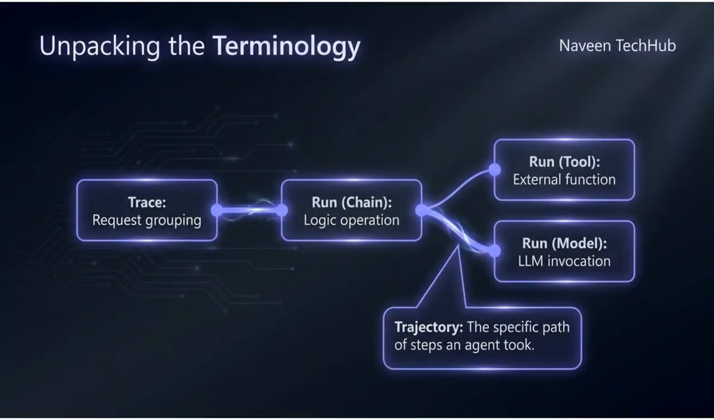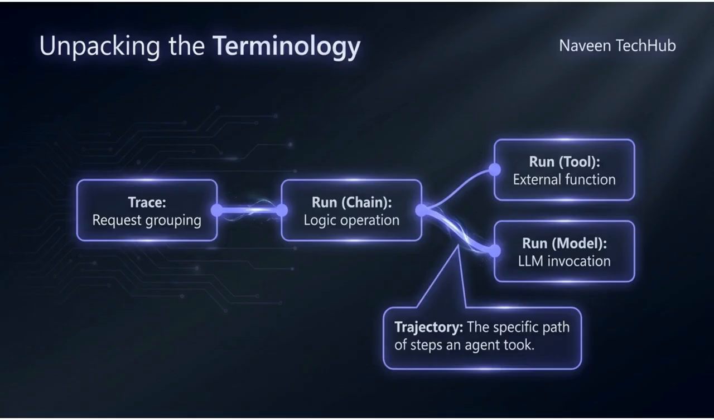This terminology is especially important for beginners. A trace groups everything associated with the request. Inside that trace, a run can represent a logical operation. A chain run might represent some application logic. A tool run represents execution of an external function. A model run represents invocation of the LLM.